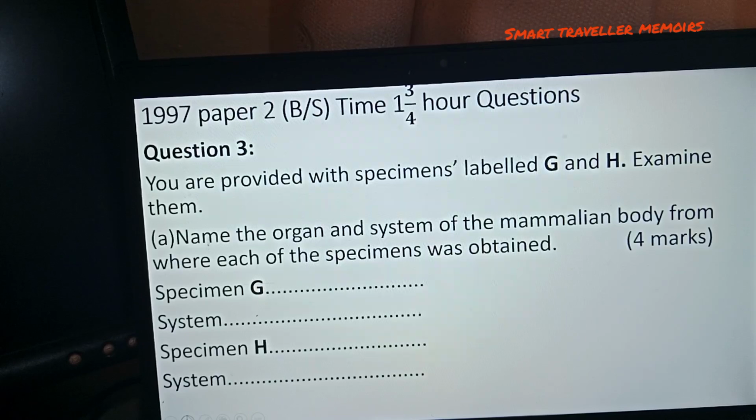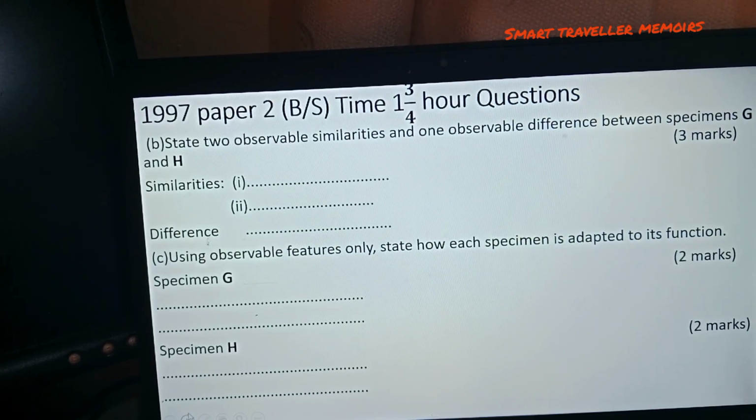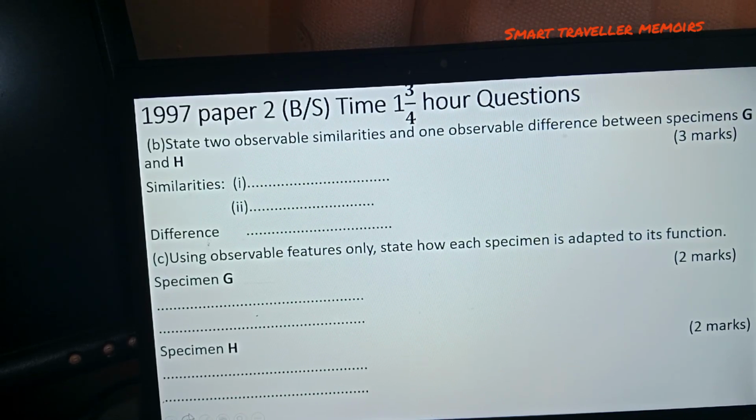And the questions are, you are provided with the specimens labeled G and H. Examine them. Name the organ and system of the mammalian body from where each of the specimens was obtained. Specimen G, system, specimen H, system. B. State 2 observable similarities and 1 observable difference between specimen G and H. Similarities, difference. Using observable features, state how each specimen is adapted to its function. Specimen G, specimen H.